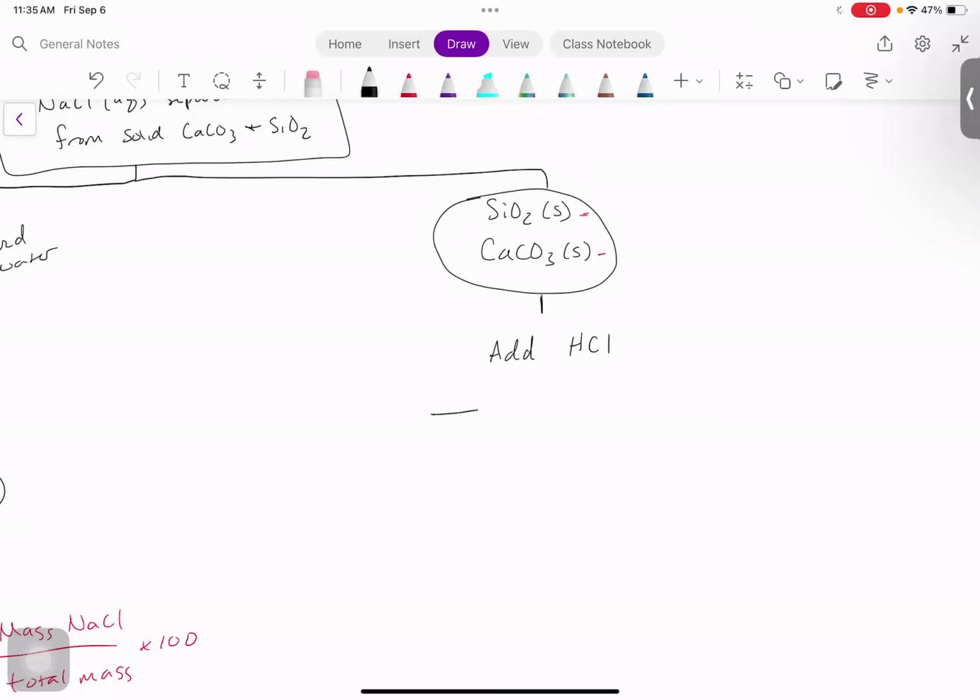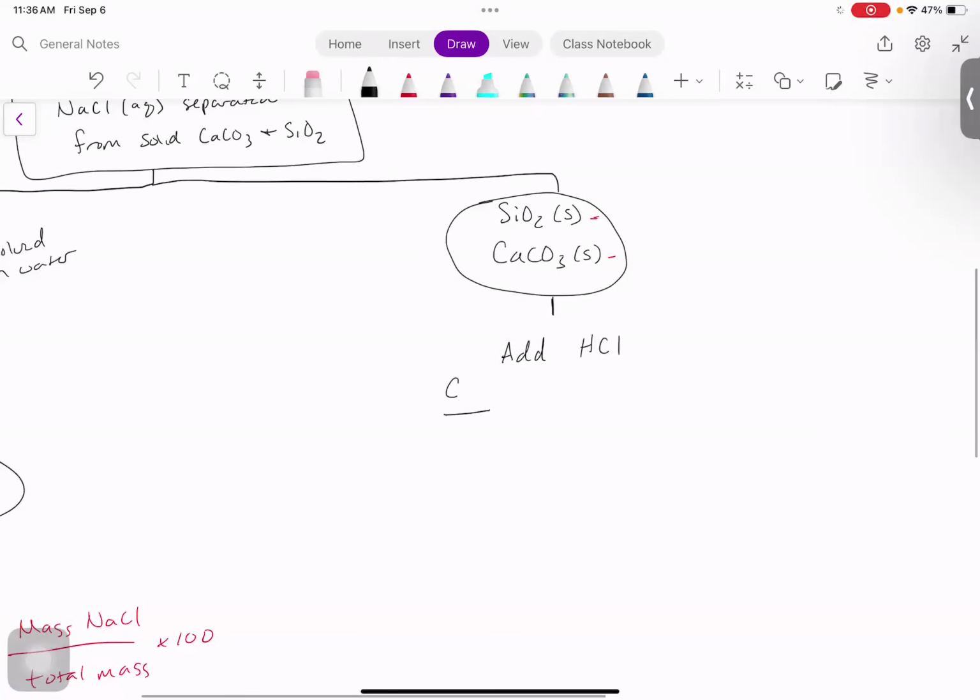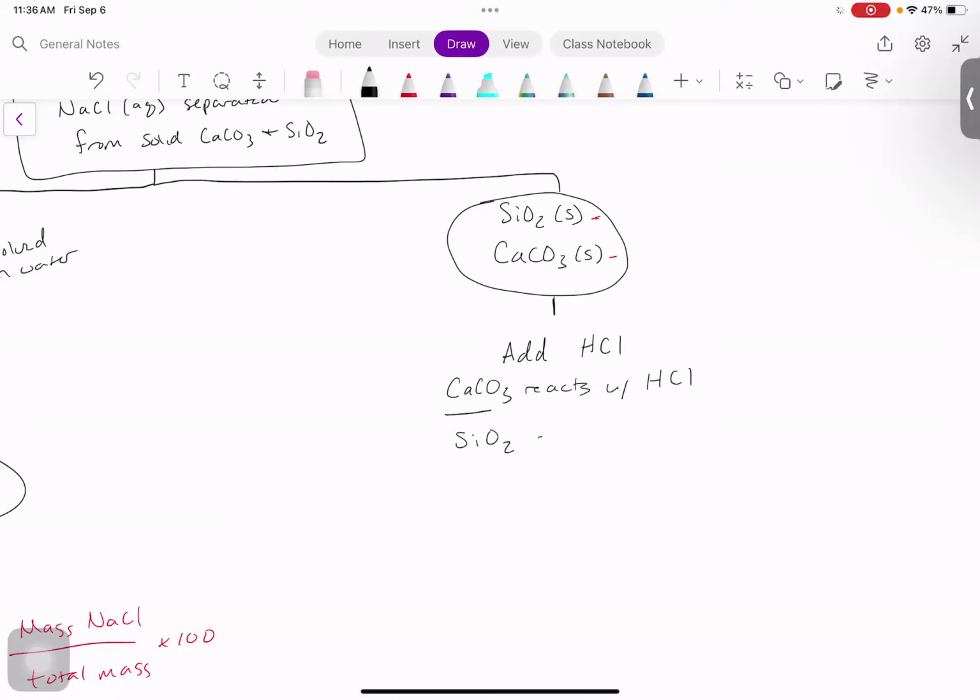And I'll just let you know for this one. So the calcium carbonate reacts with the HCl. The silicon dioxide does not react.